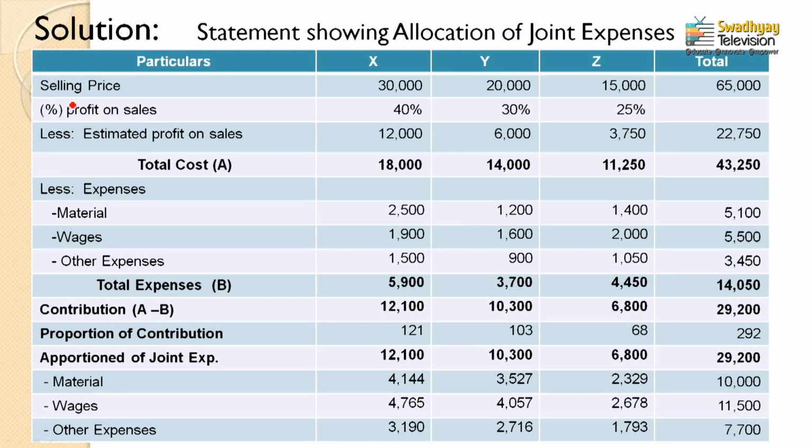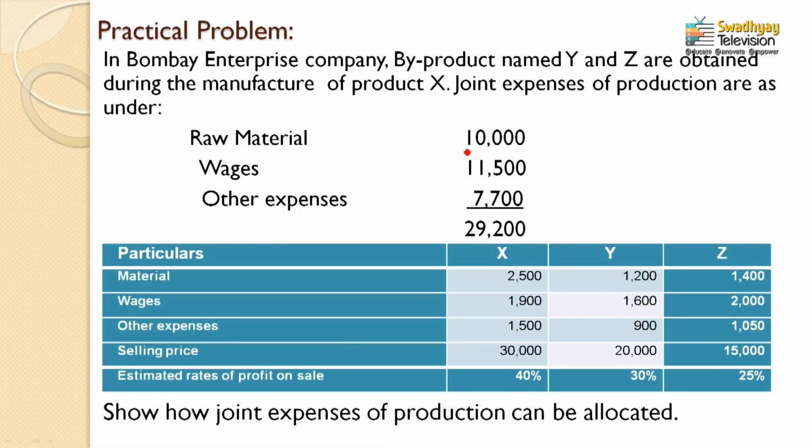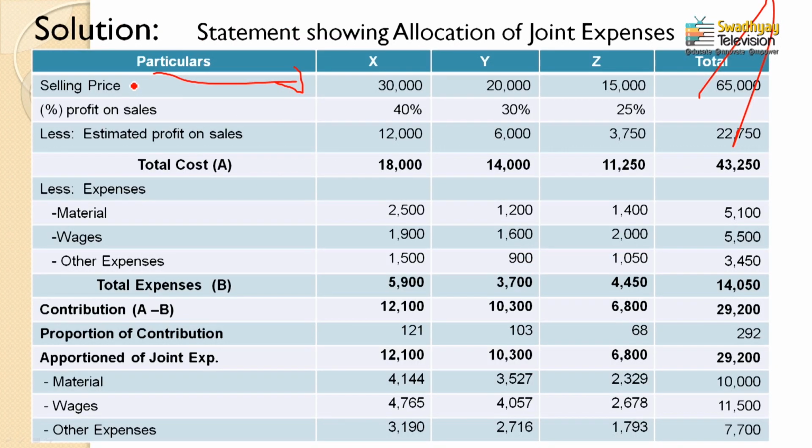So the selling prices are clearly taken from the question: 30,000, 20,000 and 15,000 rupees. The total selling price for all three products comes to 65,000 rupees. Now, according to the profitability percentage given in the question, the estimated rate of profit on sale for X is 40%. The second column of the solution is the percentage of profit on sales, which for X is 40%.